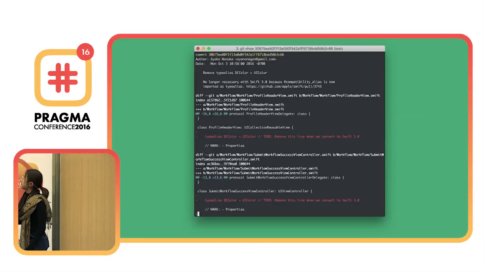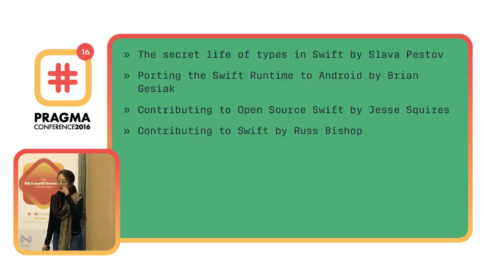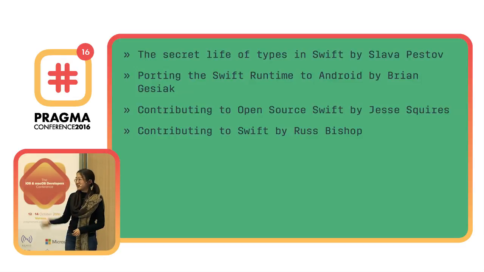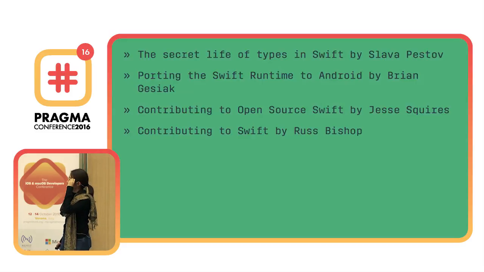Actually, not that many, but Slava wrote a really good blog post called The Secret Life of Types in Swift. And if you want to learn more about type and compiler stuff, I recommend that. I'm still not done reading through and understanding the entire thing because it's super dense, but it's awesome. Brian, aka Monocast, wrote a blog post about his experiences porting the Swift runtime to Android, and it's kind of a similar story to what I went through. He explains step by step how to do that.